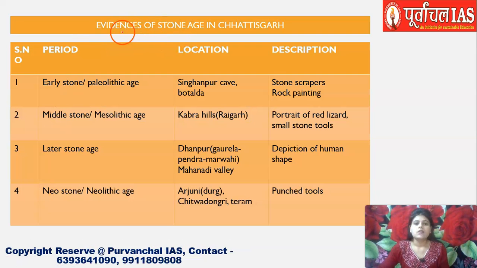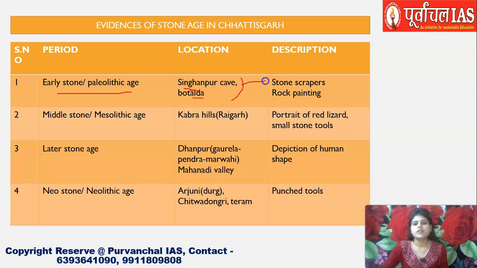See, what we need to understand in this prehistoric era is from where we get evidences in Chhattisgarh regarding this Early Stone Age. I would remind you that I am specially bringing you this CGPSC course with Chhattisgarh Special, and that is why this history is also only of Chhattisgarh. Now the question is, from where do we find the evidence of this Early Stone Age or say Paleolithic Age? We find it from Singhanpur Cave and Botalda. This Singhanpur Cave and Botalda both are in the Raigarh district of Chhattisgarh.